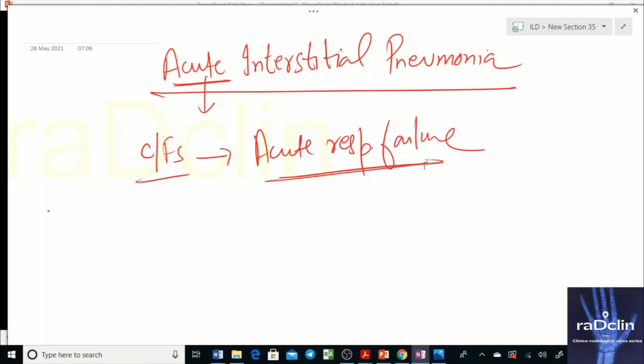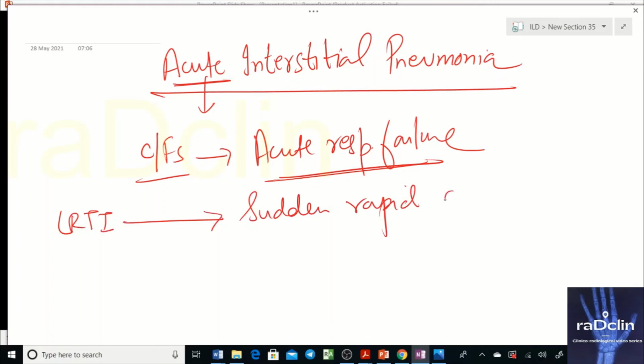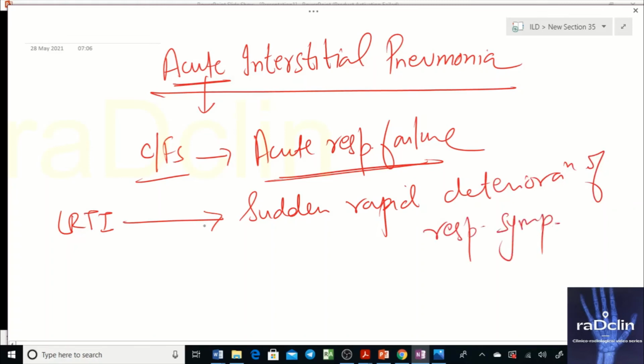Typically, the patient has a history of LRTI, and then there is sudden, rapid deterioration of respiratory symptoms. That is the typical history seen with acute interstitial pneumonia. It is like an acute pneumonia. Now, this patient may simply die.